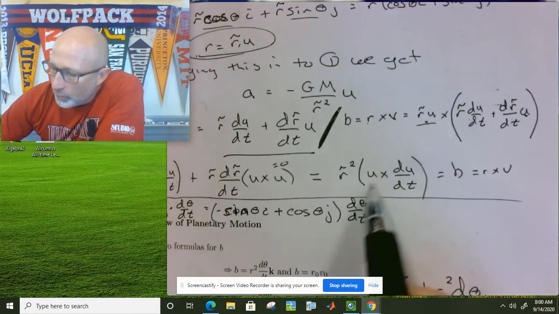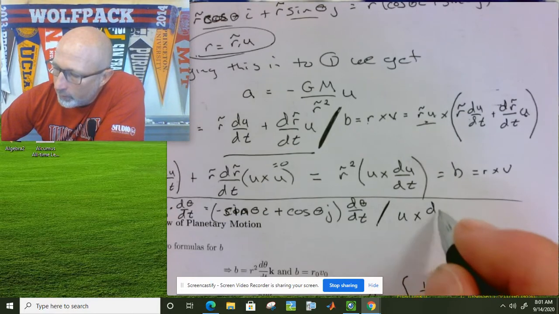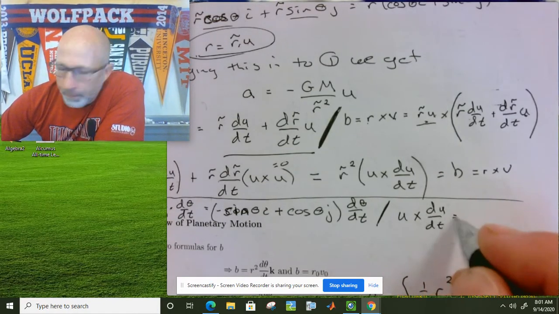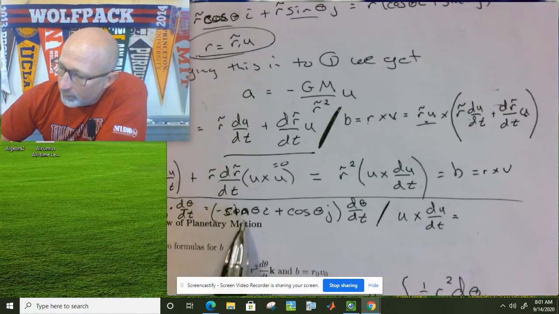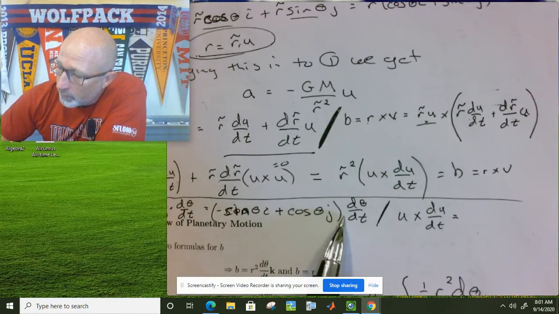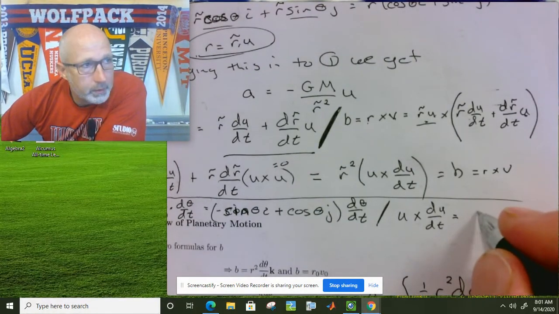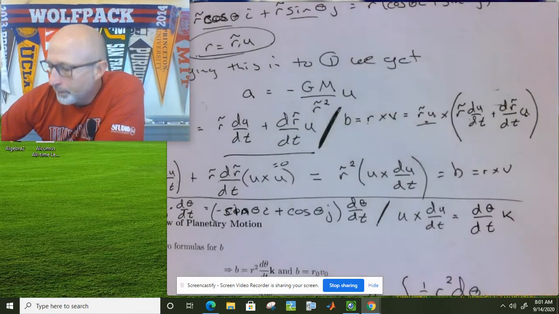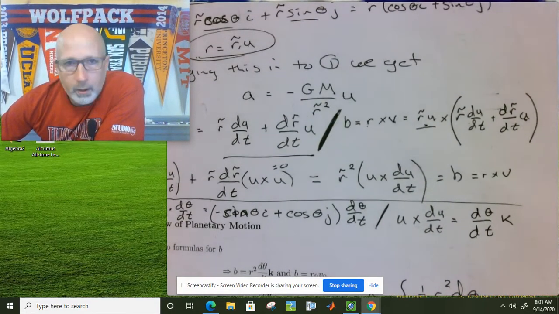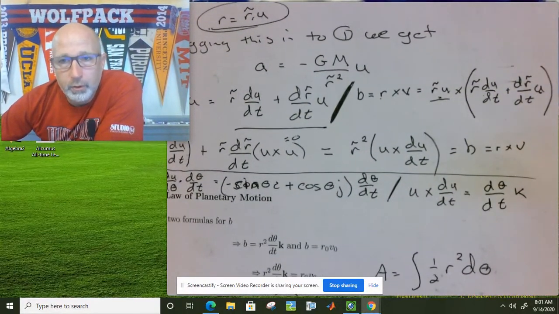So let's take u, and I'm going to cross it with du dt. Well, that is just this vector crossed with u, which turns out to be just d theta dt k. Now, I'm going to leave that. If you guys want to go and do that yourself, you can go and do that yourself.